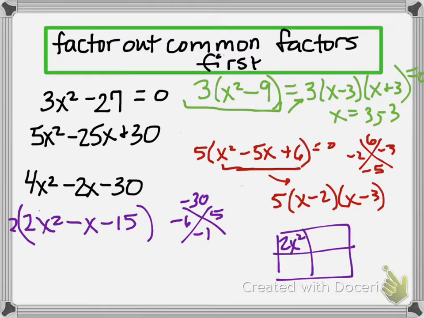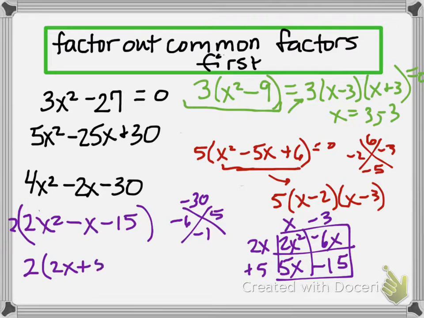2x squared. Negative 15 goes there. Negative 6x and 5x go here. And then I get this factored. And so my final factoring here is I've got the 2x plus 5 times the x minus 3.